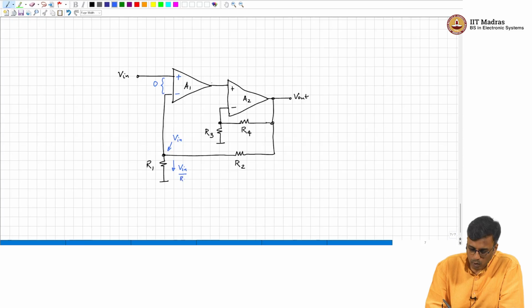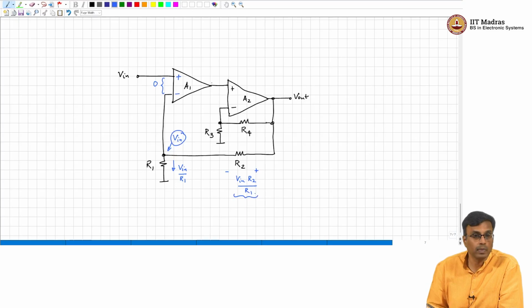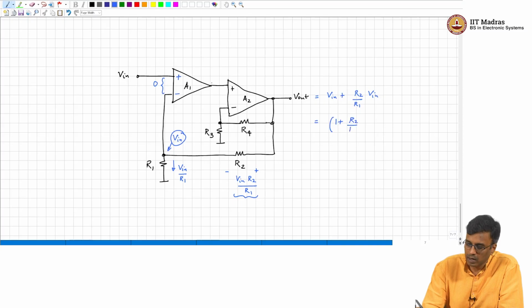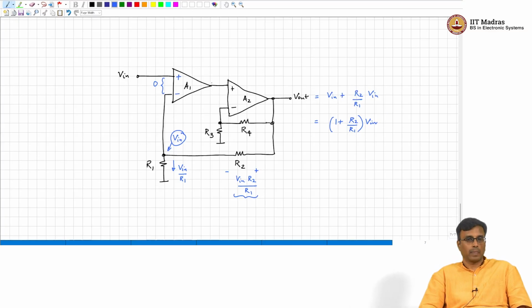This voltage drop is therefore Vn times R2 by R1. So, the output voltage is this voltage plus this drop, which is nothing but V in plus R2 by R1 times V in, which is therefore 1 plus R2 by R1 times V in. Does it make sense? Okay.